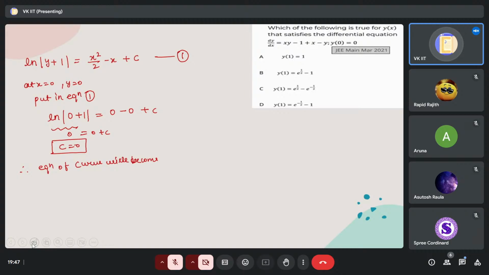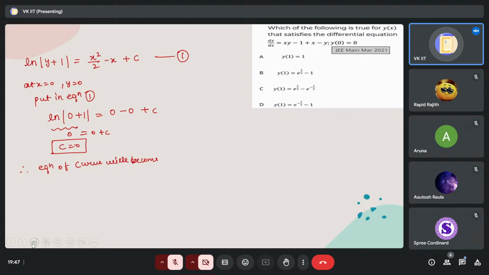So when they are giving you the, however, of course it is representing a curve only, but since they have not mentioned an equation, it will be ln of mod y plus 1 is equal to x square by 2 minus x. That's it. So this is the final equation we are getting.